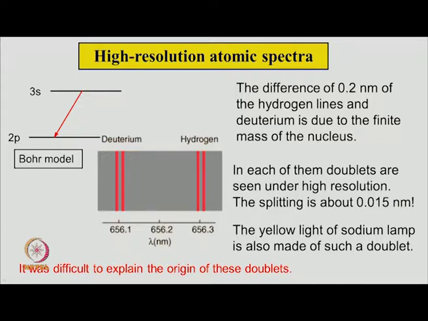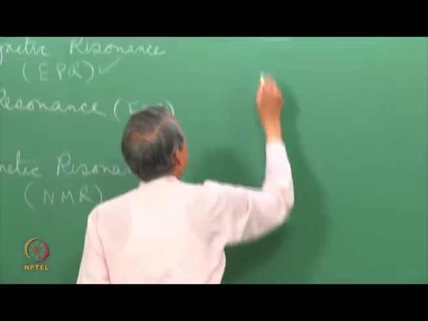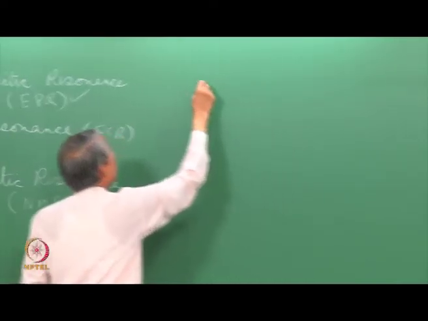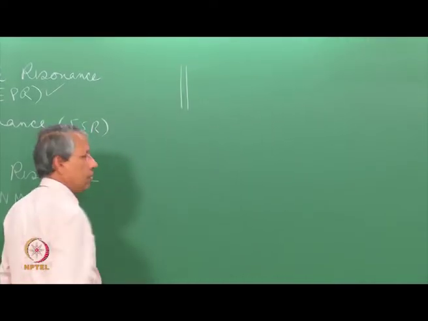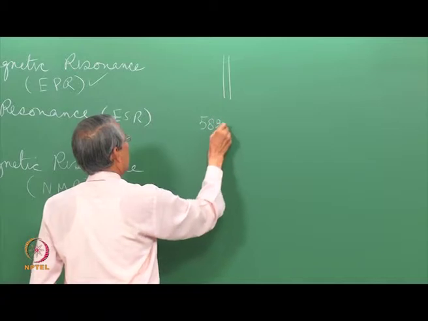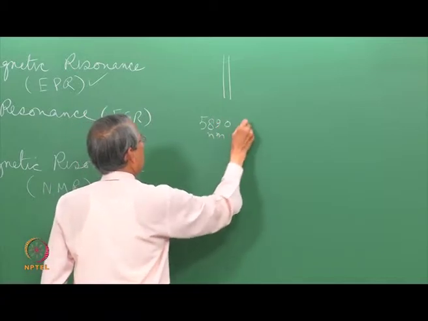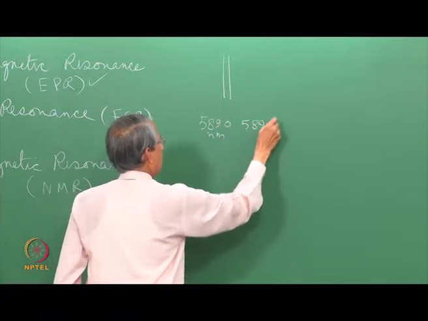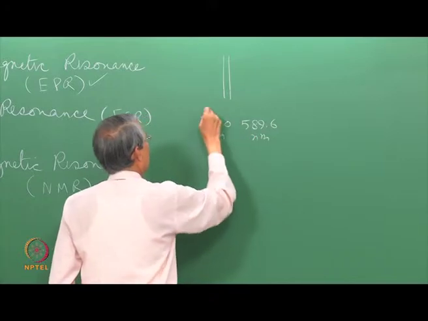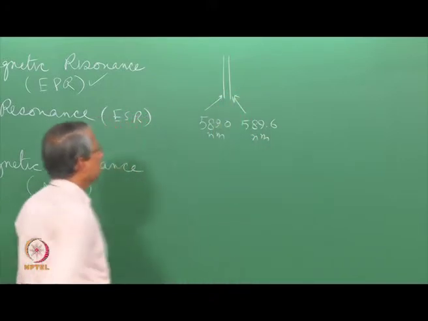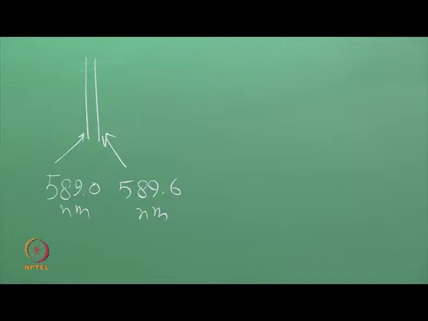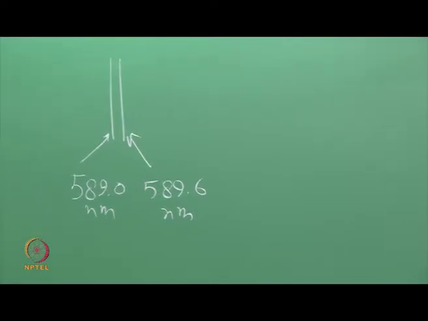Even the sodium atom, for that matter, the bright yellow light that you see in the street lamp, also has a pair of two closely lying lines. They are very close to each other. So, it is very difficult to explain these doublets.